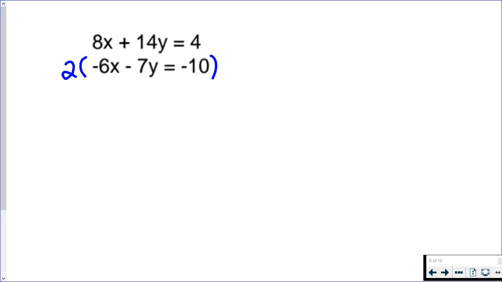Now, the number one rule you need to follow when doing elimination is you need to make sure that you multiply the entire equation by, in this case, 2. So all 3 terms in that equation must be multiplied by 2 in order for you to get the correct answer.